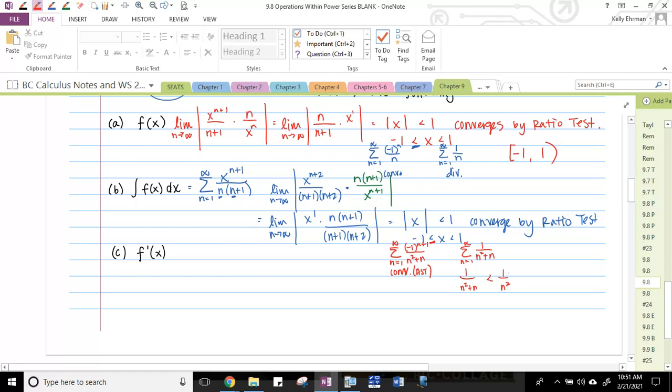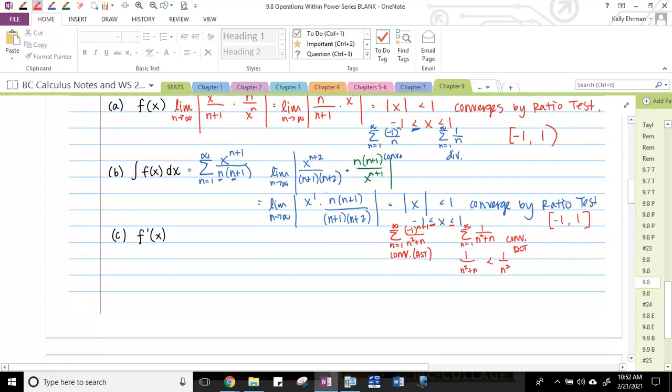And I know the series for 1 over n squared converges, which pushes down on that. So this series also converges. Technically, that's by a direct comparison test. So for this one, when I take the integral of f of x, both endpoints of that series of convergence converge. Now, without having to do the ratio test, remember the radius itself should be the same. It's just the endpoints that change.